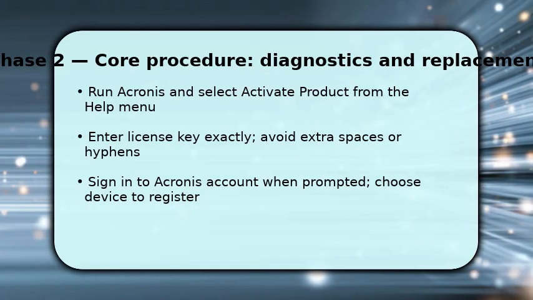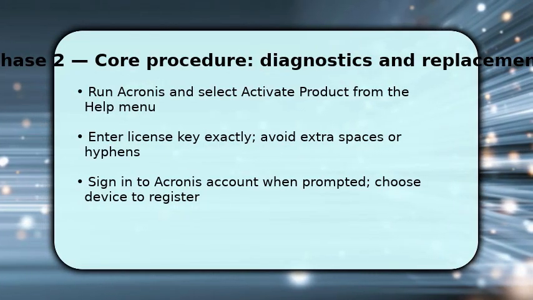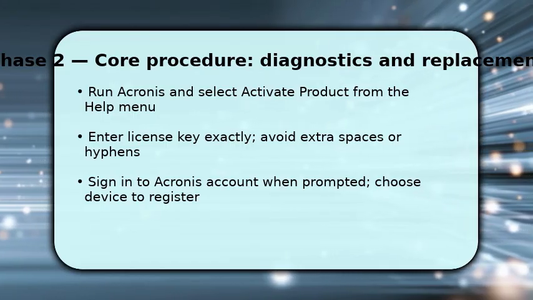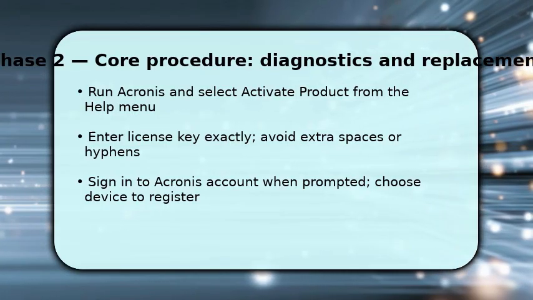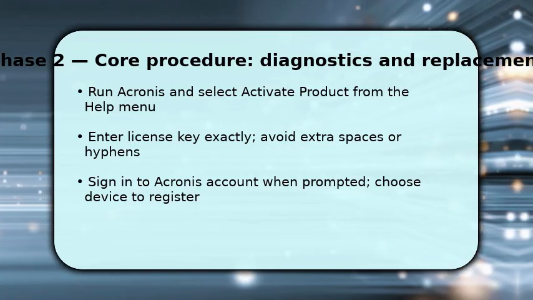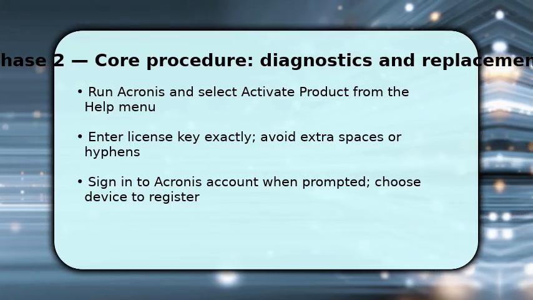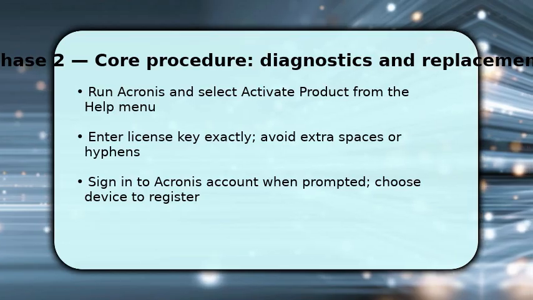You now perform the core activation steps. Open Acronis True Image, go to Help or Account and choose Activate Product. Type the license key carefully. Copy-paste is fine, but remove surrounding spaces.